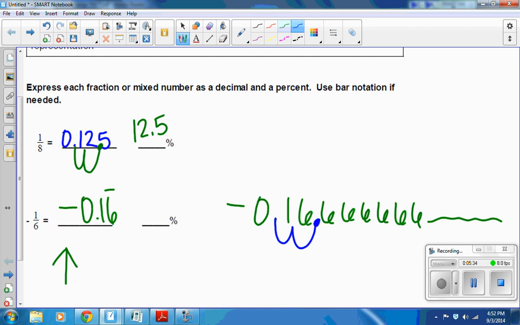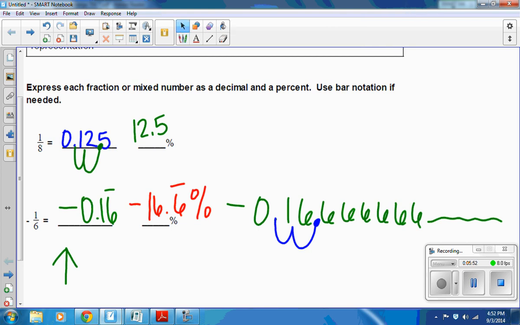So now we have 16.666666666. So my answer is negative 16.6 repeating percent.